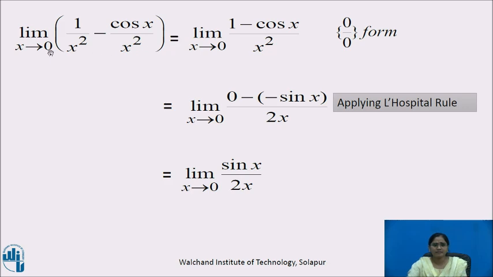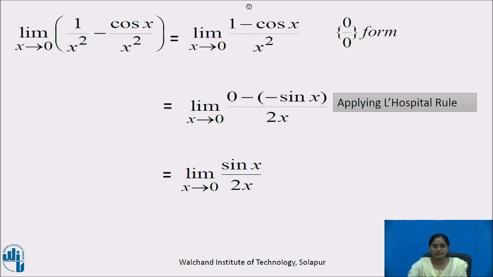Simplify this. Limit x tends to 0, 1 upon x square minus cos x upon x square can also be written as limit x tends to 0, 1 minus cos x upon x square. Now if you substitute the limit x tends to 0, here 1 minus cos 0 is 1, 1 minus 1, 0. If you substitute x as 0, the denominator is 0. Hence, you are getting 0 by 0 form, which is an indeterminate form. Now you can apply the L'Hospital rule. Applying L'Hospital rule means differentiating numerator and denominator separately.